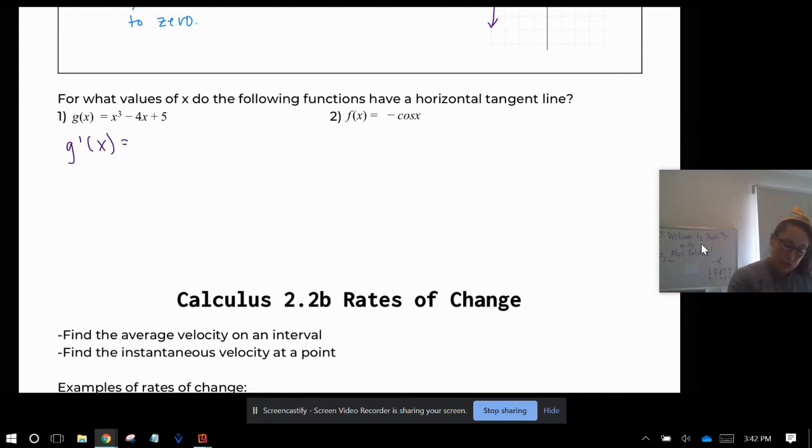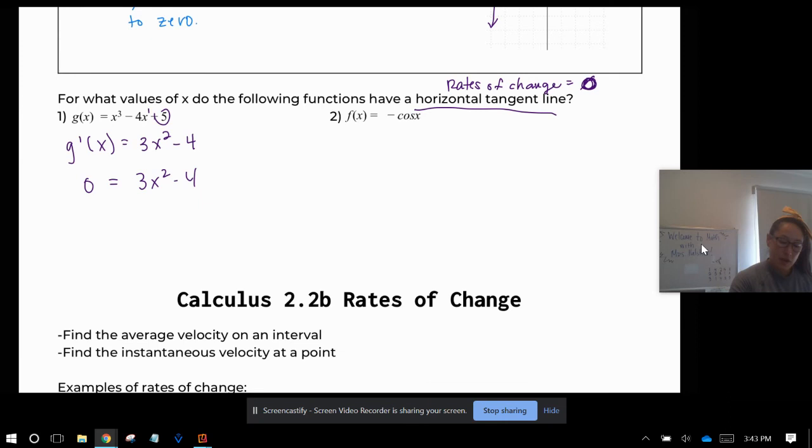So our original is changing by, take the derivative, I got 3x squared minus, this is x to the first power, so minus 4, and then the 5 is a constant, so that's going to become a 0. All right, so this defines our rates of change for x cubed minus 4x plus 5. And now, if I want to know where the rate of change is equal to 0, okay, so 0 is equal to 3x squared minus 4.